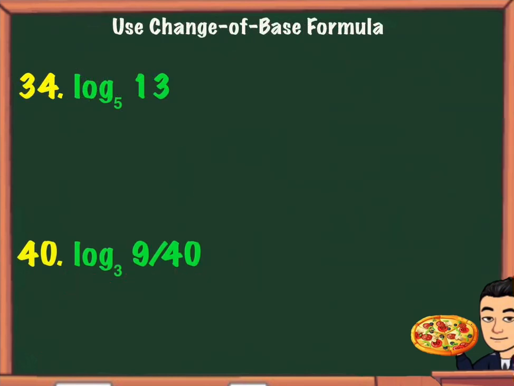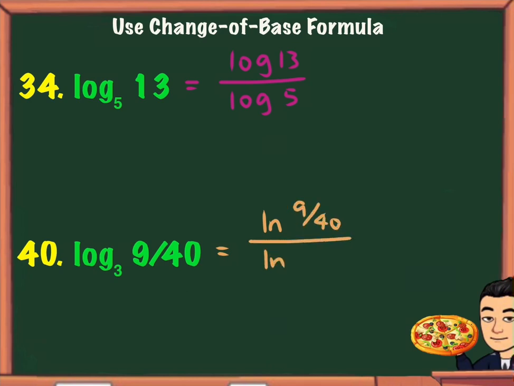So now I'm going to be using the change of base formula. So number 34, I'm going to change it to the common log. So this is going to equal log of 13 over log of 5. For number 40, I'm going to show you guys how to change it to the natural log. So this is going to equal natural log of 9 over 40 over natural log of 3.